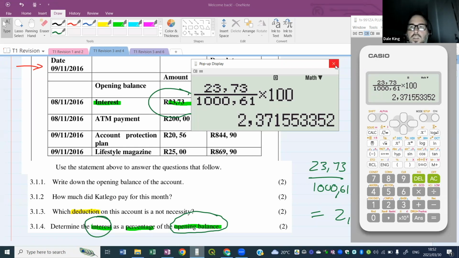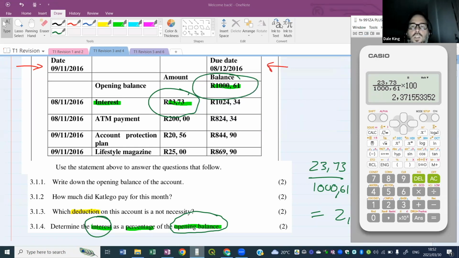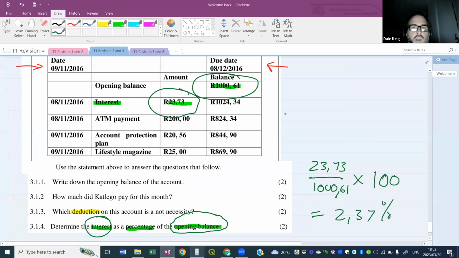Okay. I hope you guys all got that. All right. Remember to round off to 2 decimal places. Okay. Any questions? Any more questions about this? Are we all good? I hope you guys understand more about statements.